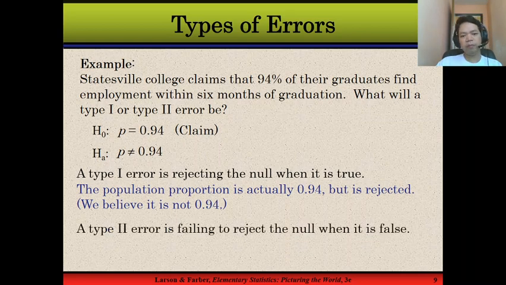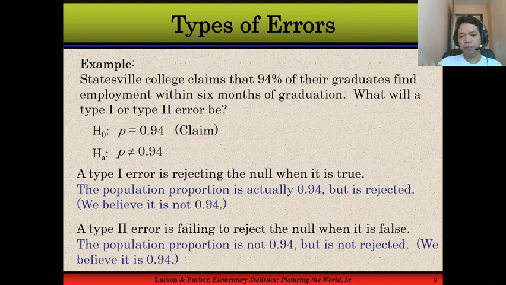Okay? A type 2 error is failing to reject the null when it is false. So, ibig sabihin, false yung null hypothesis mo, tapos in-accept mo pa rin. So, you have a type 2 error. The population proportion is not 0.94, but it is not rejected. Okay, so there you have the type 2 error.